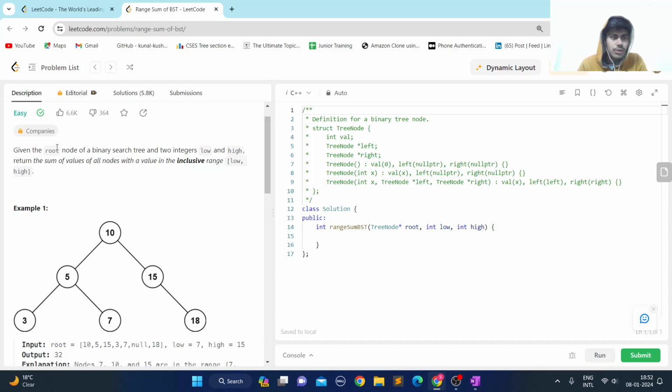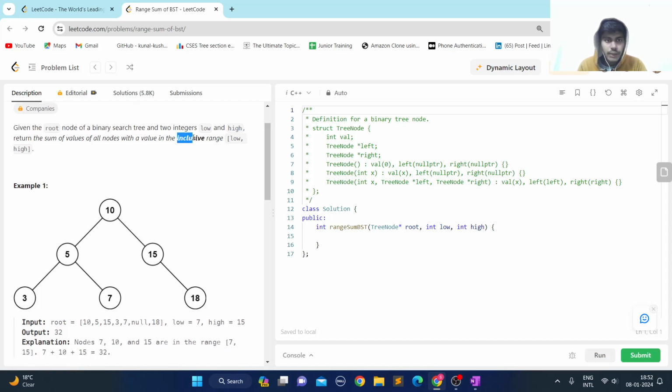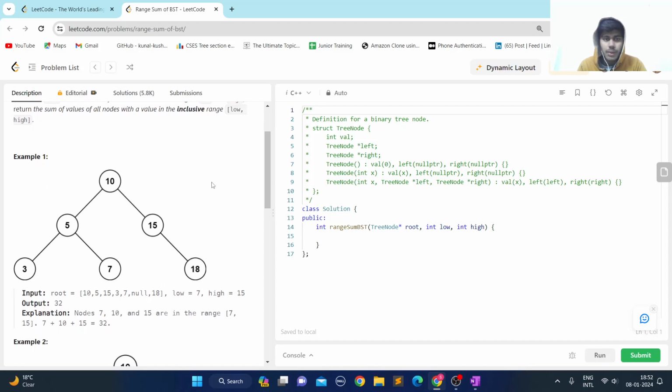So what the question is saying: you are given a root node of a binary search tree and two integers low and high. Return the sum of values of all the nodes with a value in the inclusive range low and high. So they have given you two integers, low and high. You have to find all the elements between that range, or even including that low and high also. So that is inclusive. That's what the inclusive keyword means.